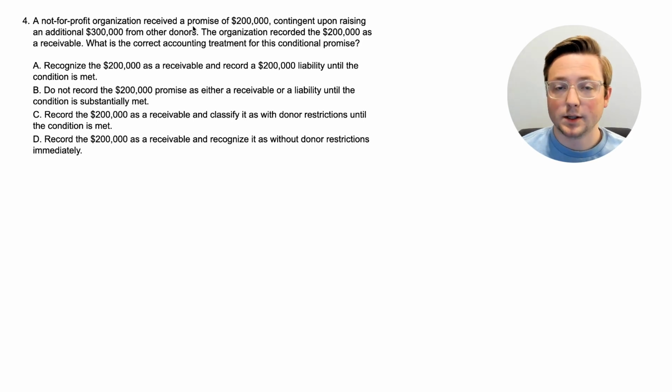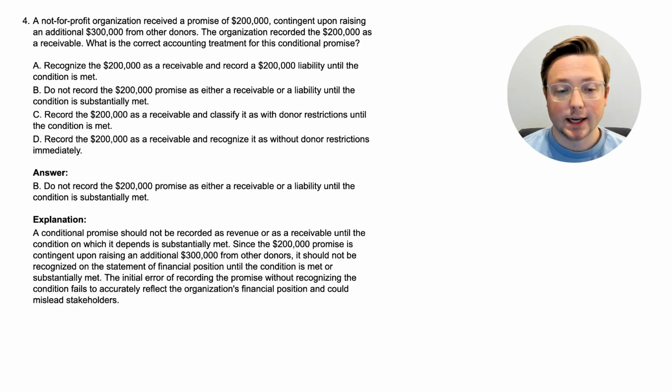Again, we've talked about something similar to this in the previous video, but if you want, go ahead and pause the video and come back when you're ready. We'll look at it together. All right, here is the answer. The answer is B. Do not record the $200,000 promise as either a receivable or a liability until the condition is substantially met. So this is where it can get a little bit confusing.